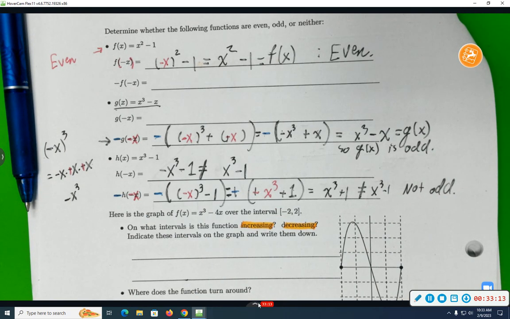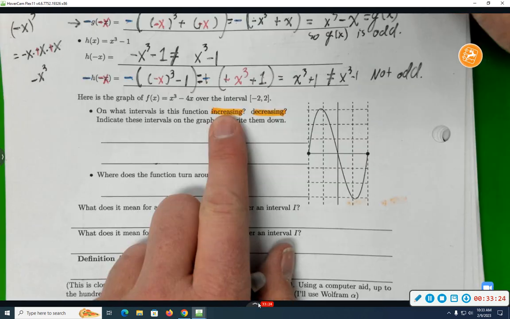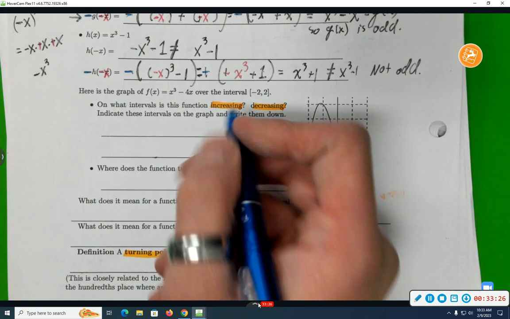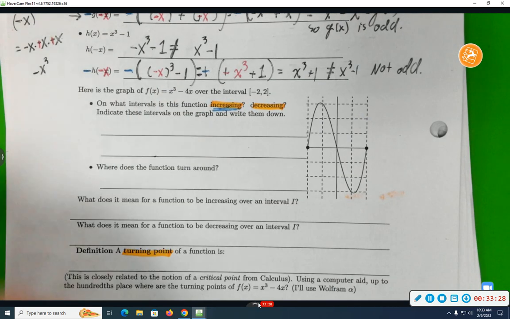Cool. Folks feel pretty good about the ideas of even and odd functions? Any questions about those ones? Alright. Let's think about intervals of increase and decrease. I'll color code blue for increase, red for decrease.